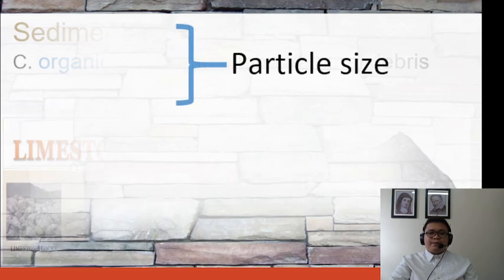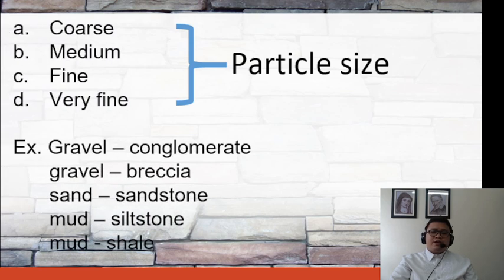We can also classify them by particle size, like for example coarse, medium, fine, and very fine. For example, gravel is a conglomerate. Then breccia, sandstone, siltstone, and shale.